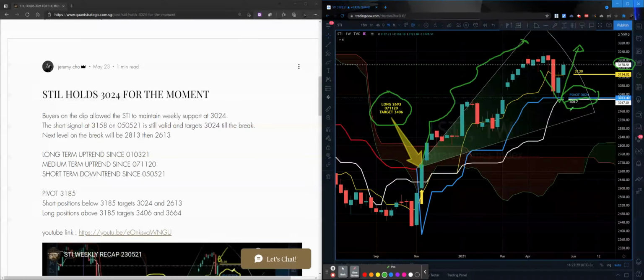The medium term uptrend since 7th of November 2020, I got it from here. This is where the long signal started, where the candlesticks broke off and broke this downtrend right here.